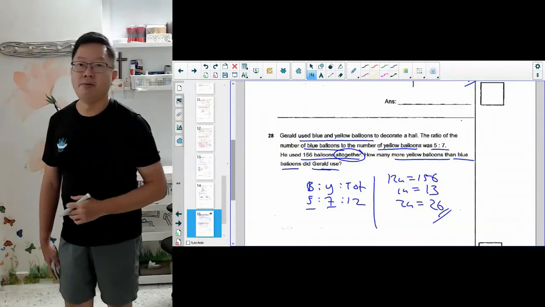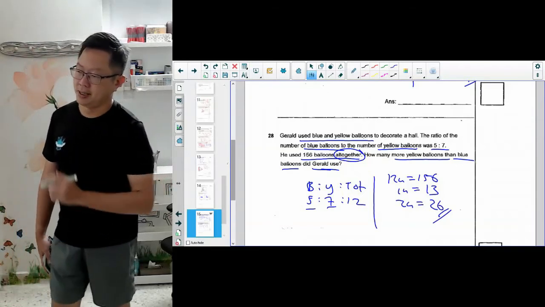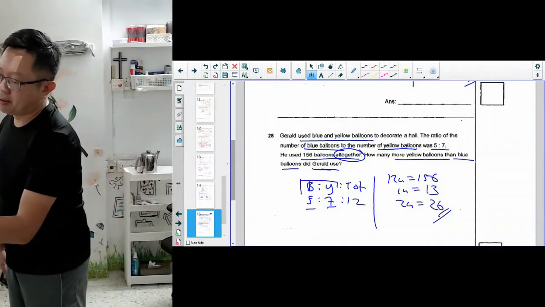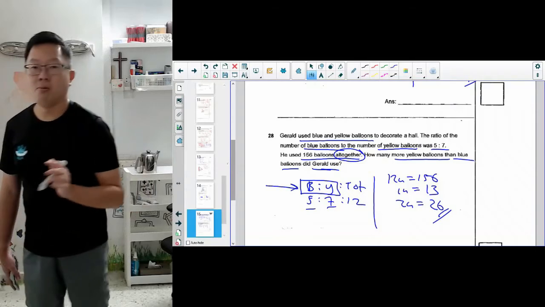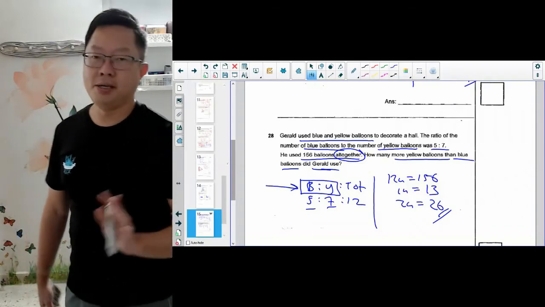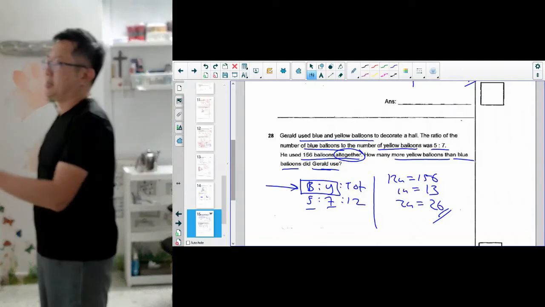Alright, so it's a simple ratio problem. But the important lesson here is you label. Every time there's a ratio, it's better to label so that you know what is what. The blue has how many, the yellow has how many. Okay, let's go to the next one.